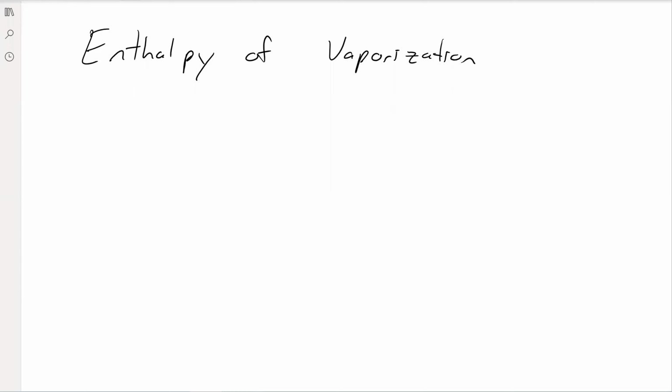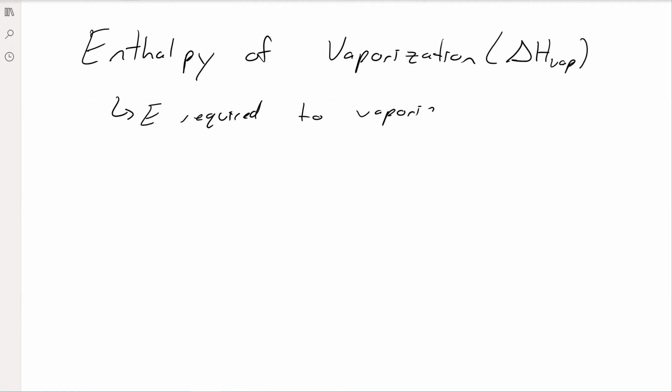And so we know it takes energy to turn something from a liquid to a gas. We can quantify that and find out the exact amount of energy. This is called the enthalpy of vaporization, delta H VAP for vaporization. And of course, it's the energy required to vaporize 1 mole at the normal boiling point.